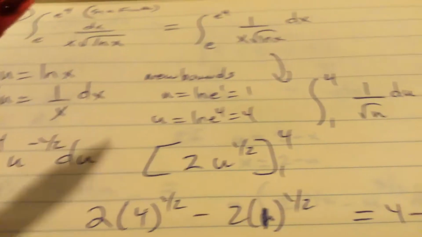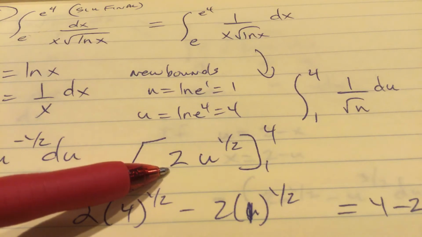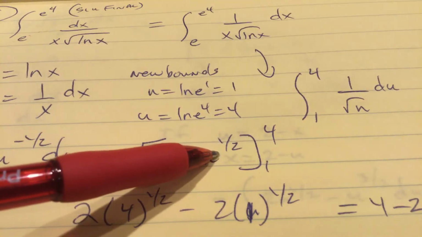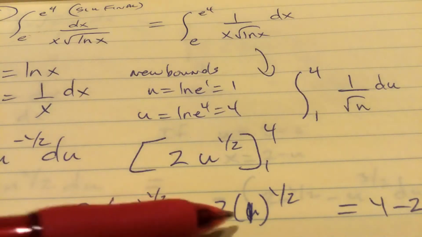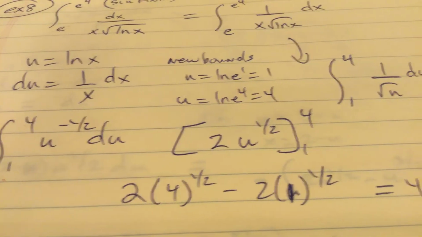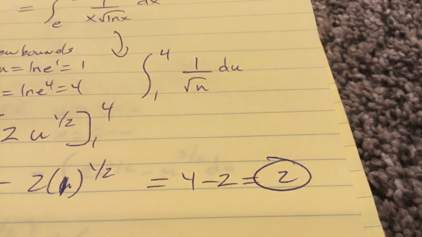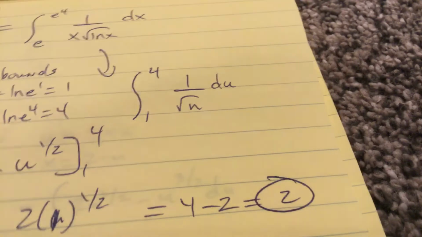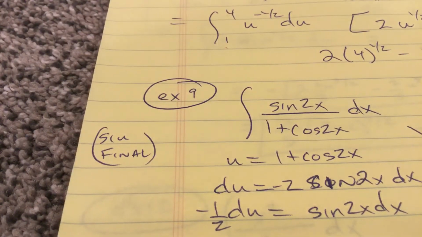Antiderivative: 1 power up divided by 1/2 is like multiplying by 2. u to the 1/2 is the square root of u. Plug in 4, plug in 1. And this one is pretty easy. Again, that was from an SIU final, SIU Carbondale. Here's another one from an SIU final.